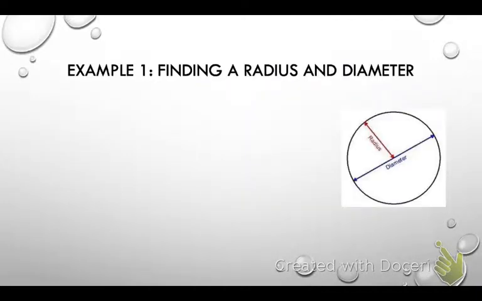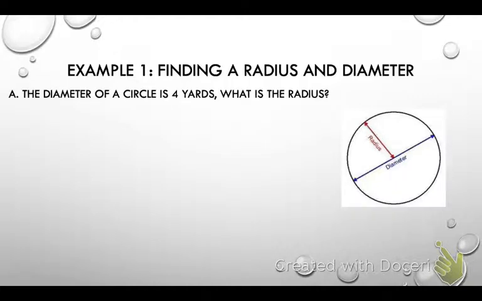Okay, we're going to do an example. We're going to find the radius and the diameter. The diameter of a circle is 4 yards. What is the radius? So pause the video. Write this in your notebook.